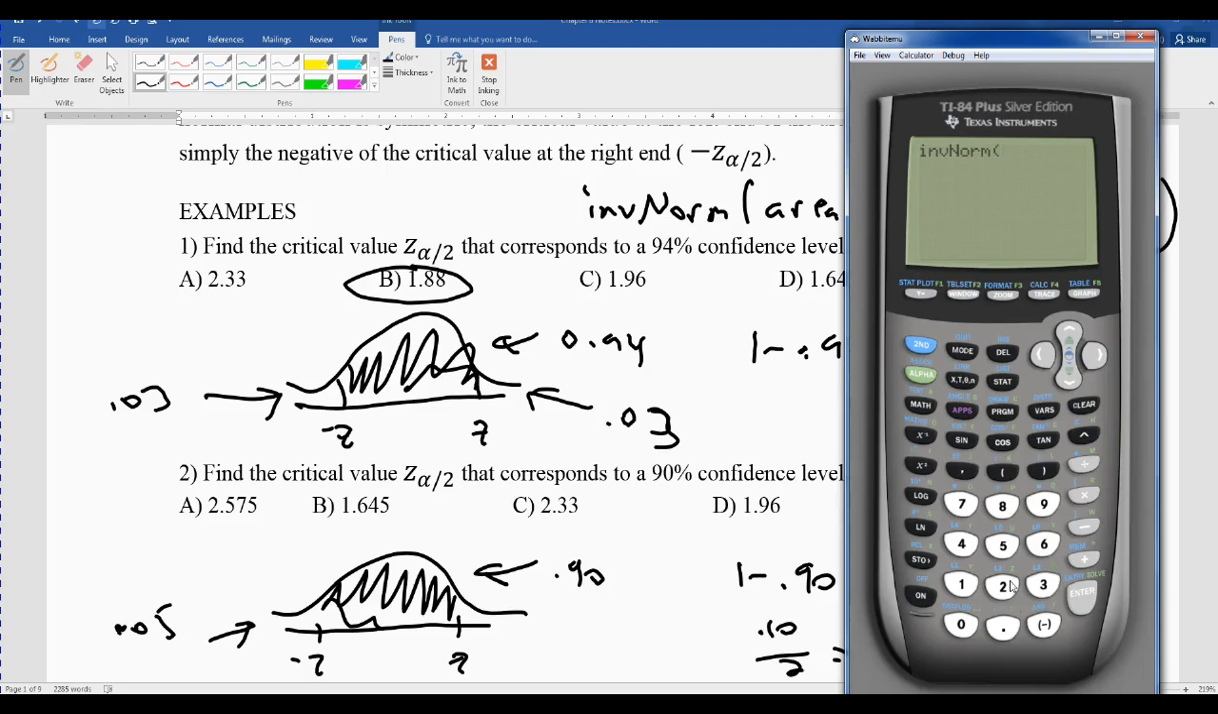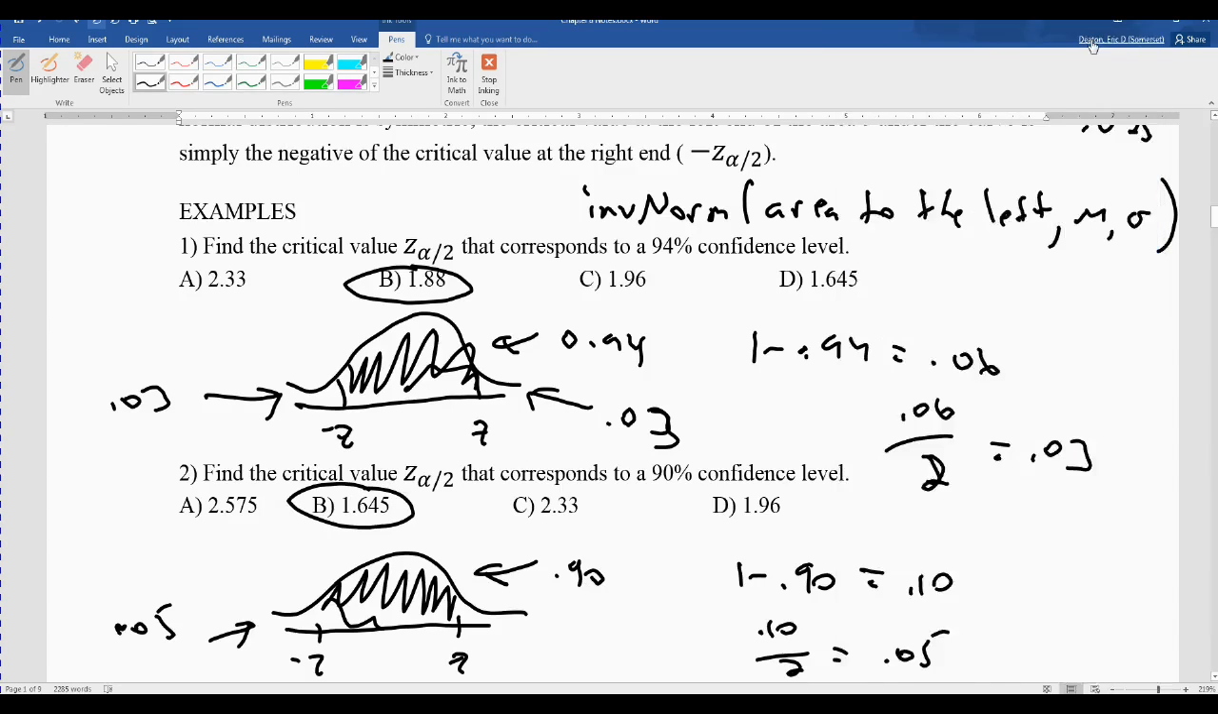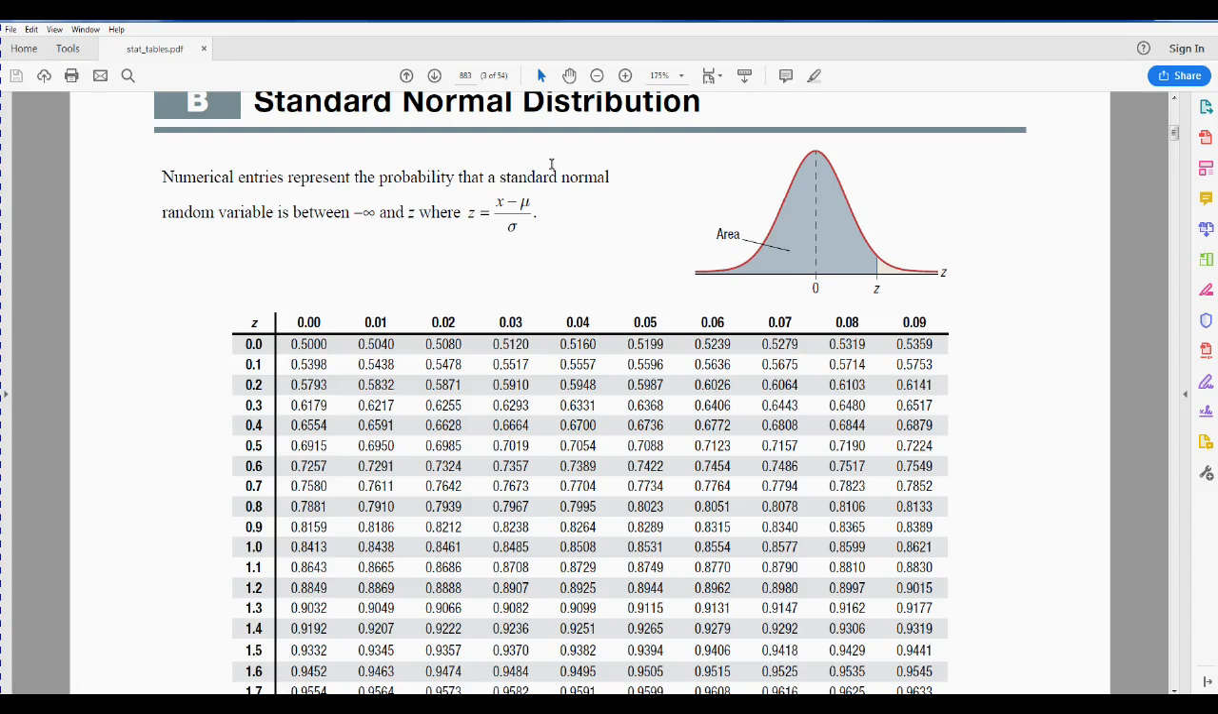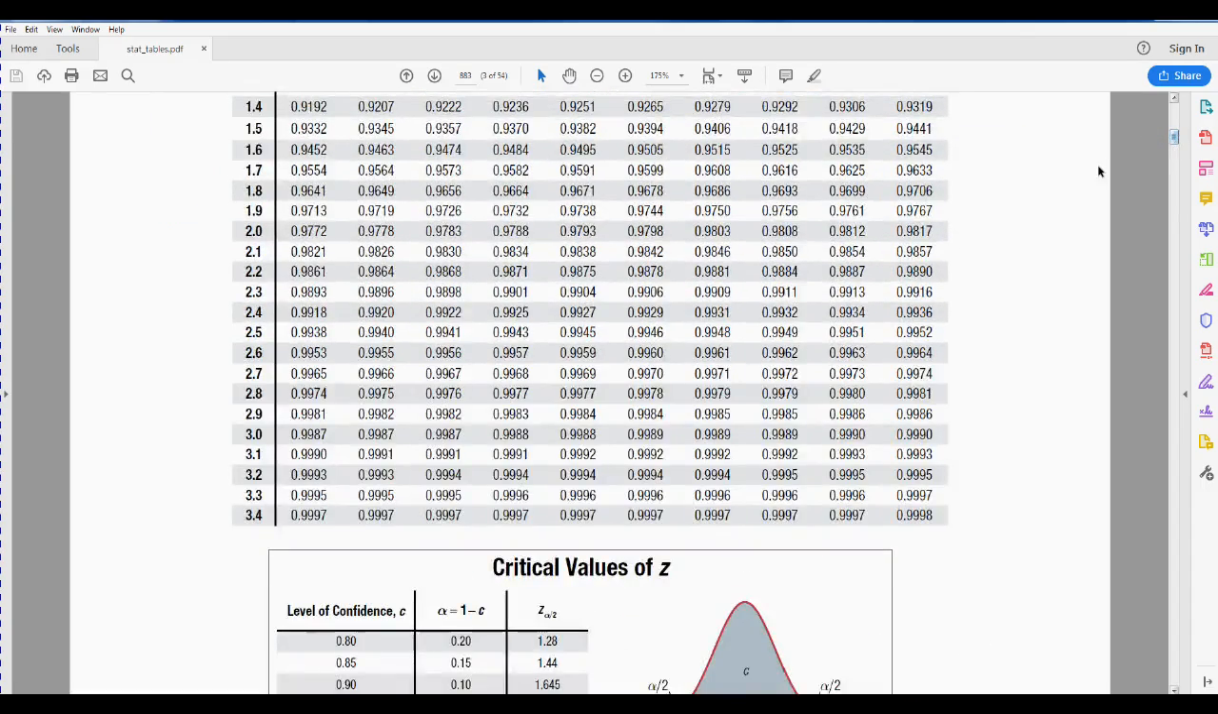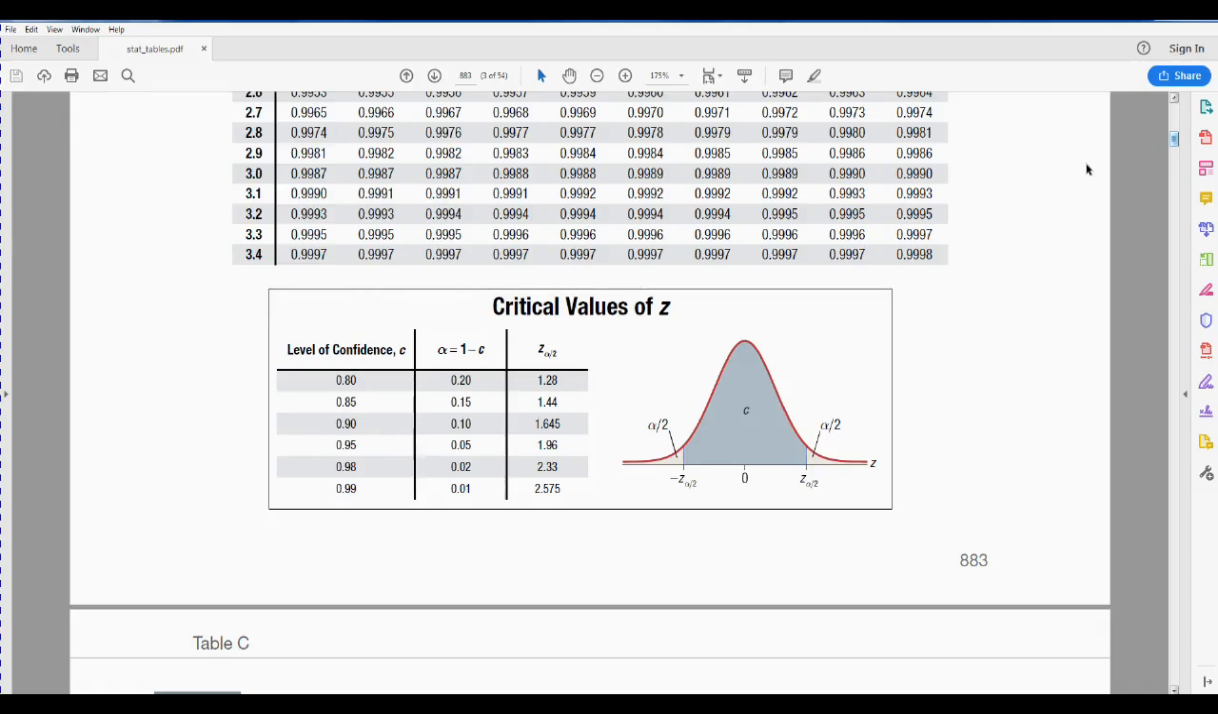So inverse norm 0.05. Just hit enter. And I use the positive value, so it's 1.645. Something I want to show you on the table, which I am going to use. I'm always going to look at the table. This is the second part of the table of the standard normal distribution for this textbook, which is the Hawks textbook. If you take a look down here, you have a table of critical values of z.